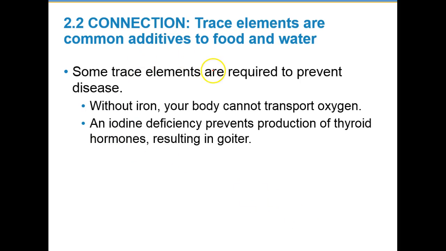Okay, some trace elements are required to prevent disease, like iron. If you don't have enough iron, it's a disease called anemia. But you have to have iron. It sits in the middle of this thing called hemoglobin, and it helps to transport oxygen. So you don't get enough oxygen if you don't have iron.